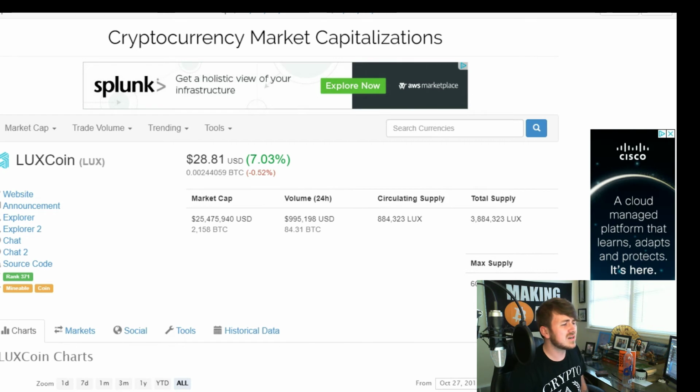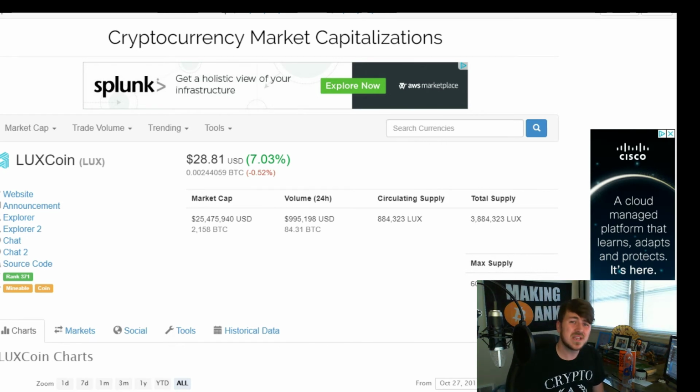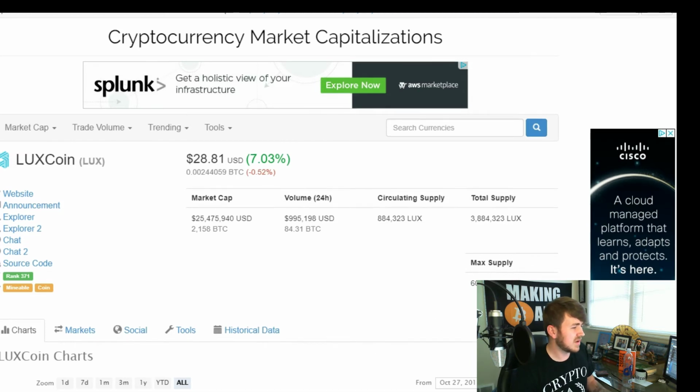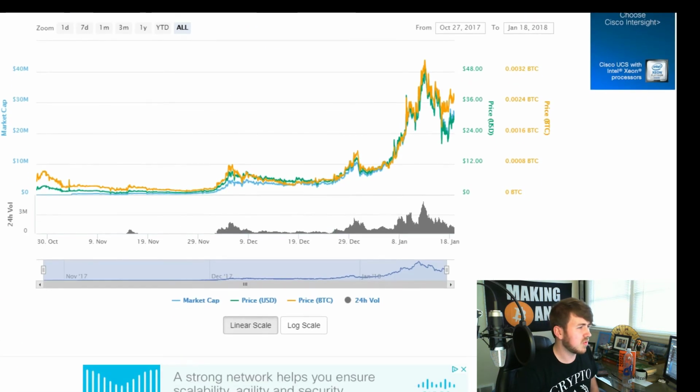Circulating supply, 884,000. That is nothing. And the total supply is 3.8 million. Oh my gosh, come on, that is tiny. Max supply, I don't know what this is about. Why does it say max and total supply? But the thing is the volume on it. It's starting to get traded more and more.